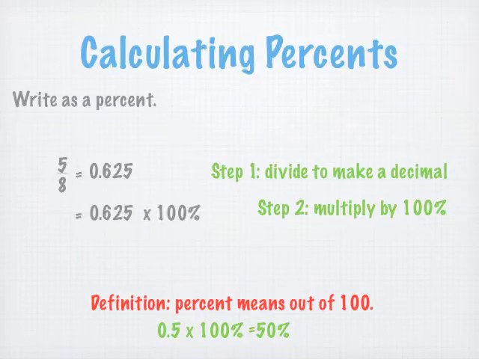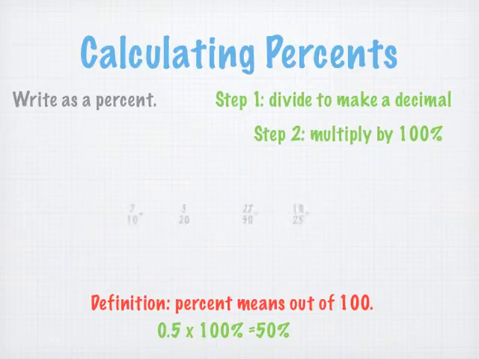0.625 times 100%. And please note, when you do that, you need to write the percent sign beside the 100, just a grammar thing when it comes to math. So when I multiply something by 100, all I really need to do is move the decimal place over 2 spots. So the answer will be 62.5%.